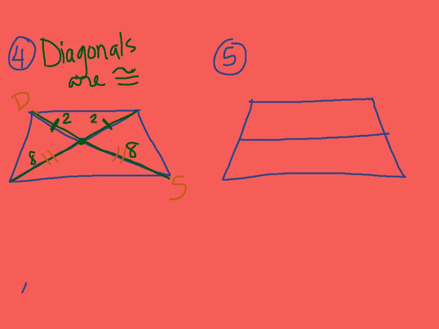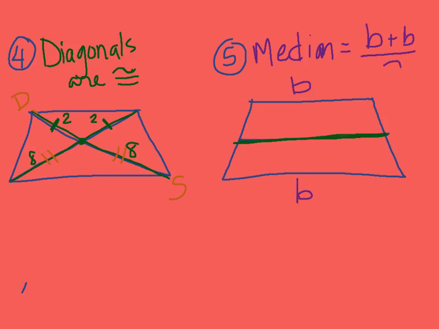Alright, the fifth rule is we have this new line in here, which is the middle. Do you remember what a segment that is drawn in the middle is called? It's called a median. Okay, if you remember in statistics, median means the middle or an average of the middle. So to find the measurement of this, you're going to take the two bases, base and base, and add them together, so b plus b, and then cut it in half. If you cut it in half, you'll end up with how long this middle segment is.